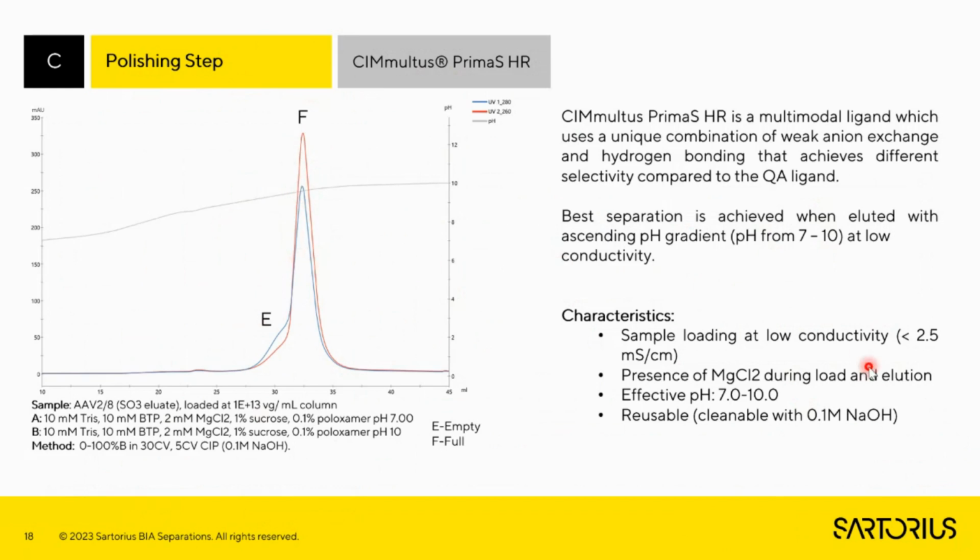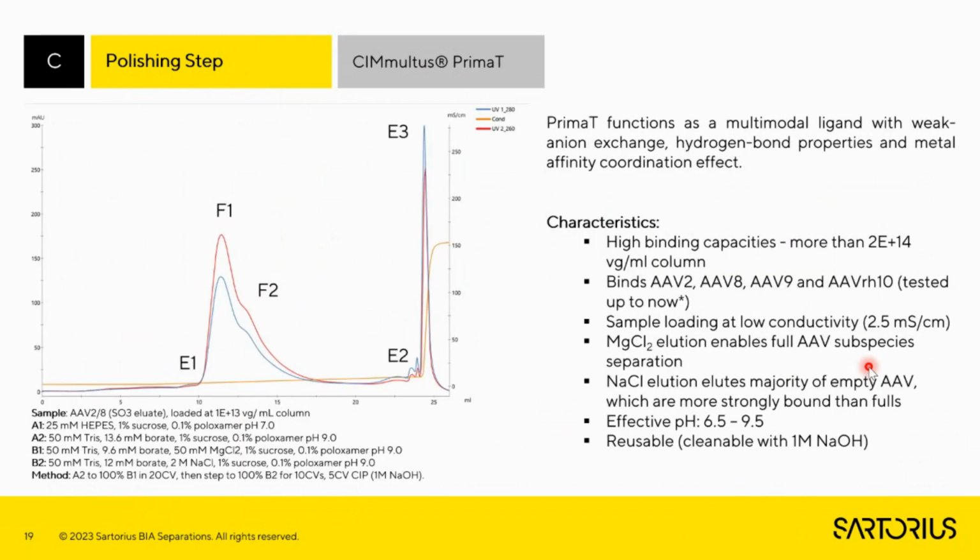Also, the sample should be bound at lower conductivities, and the presence of magnesium is one of the parameters that I would screen. Last in line for the polishing steps is the Prima T column, which has the same properties as the Prima S, and additionally it has the metal affinity coordination effect.